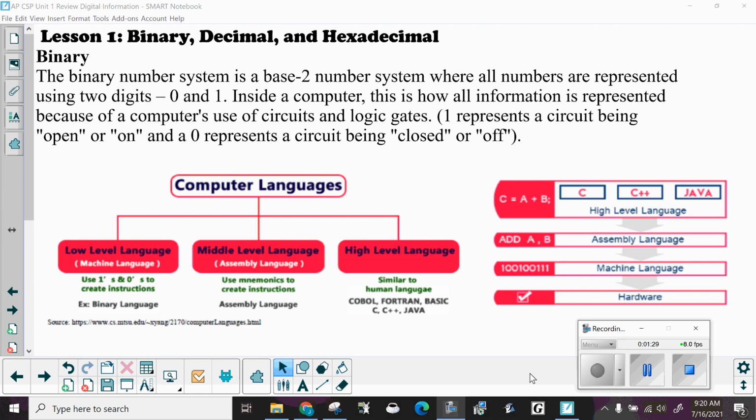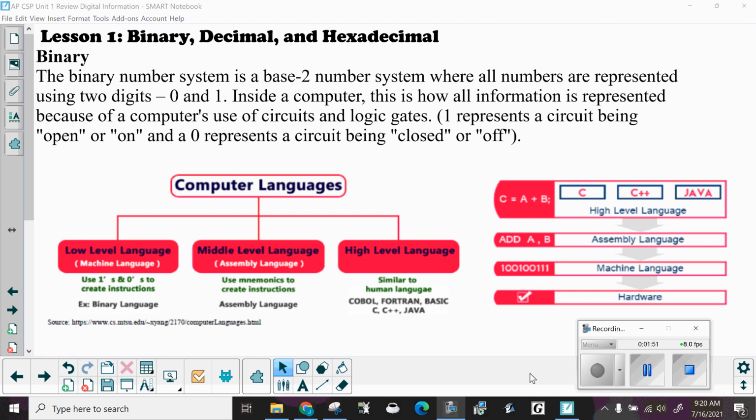Here we have computer languages. There are low-level languages, machine language. There are middle-level languages called assembly language. And then high-level. That's what you're going to use. Very, very few people ever program in low-level anymore. And mid-level, again, it's a very small group that may do that. Okay?